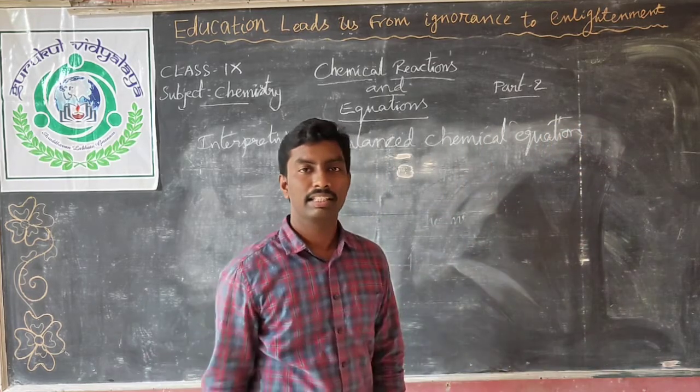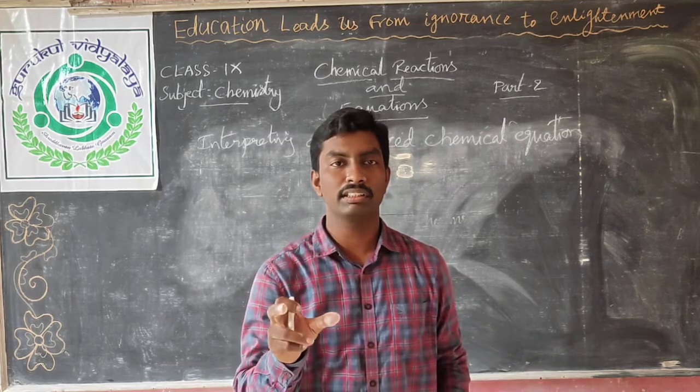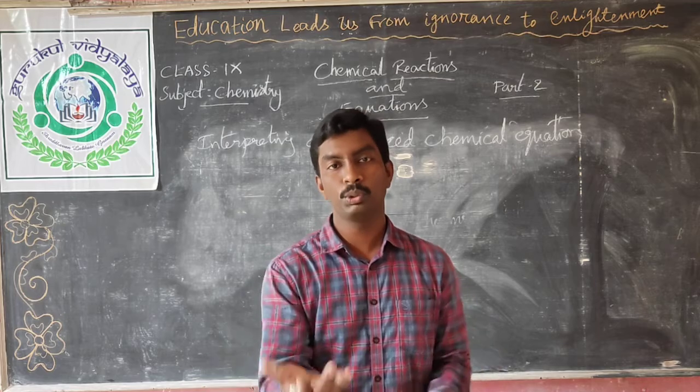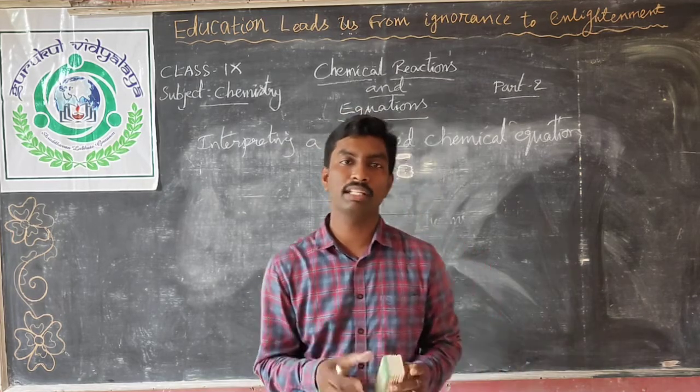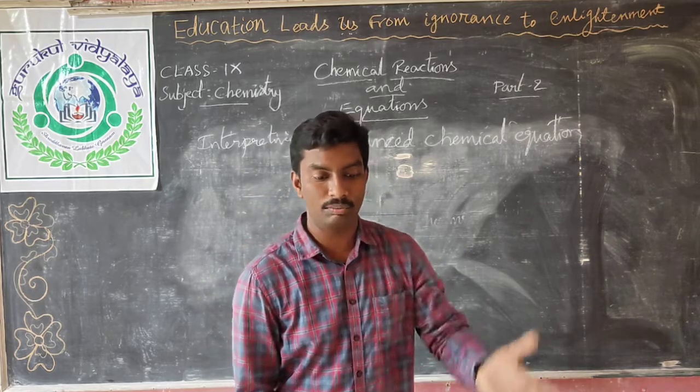Interpreting a balanced chemical equation. Generally, a chemical equation gives information about the reactants and products. Already you know that the reactants will be on the left side of the equation and the products will be on the right side of the equation.